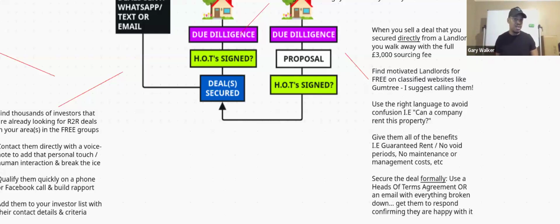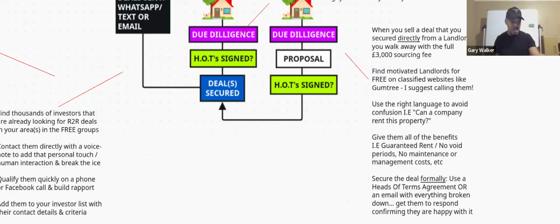And there are a lot of benefits with rent to rents, right? You need to let them know that because again, they're not going to be aware of it. So, for example, guaranteed rent, no void periods, right? Which is of course a big concern for landlords, right? A property sitting empty. Well, if the company is going to take the property on and pay them even if it's sitting empty, then that's a benefit for them.